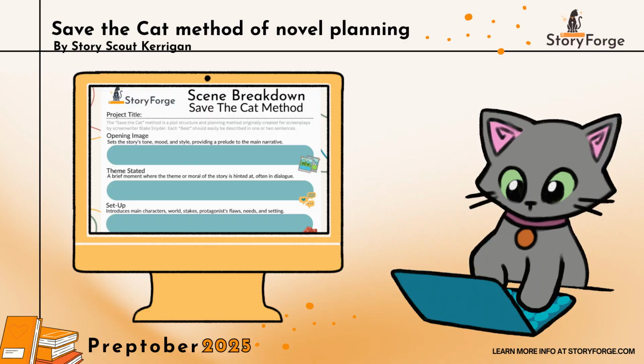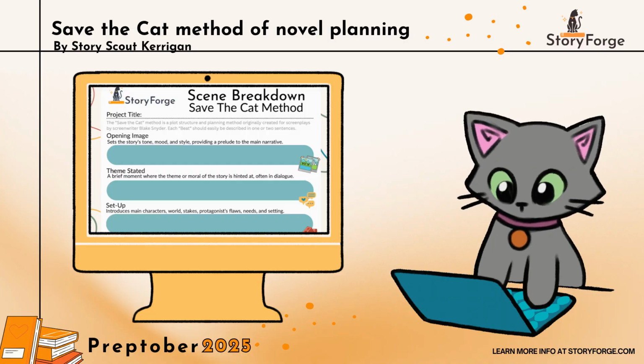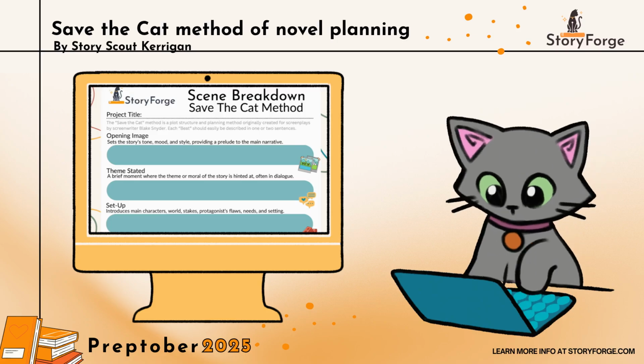Welcome to Storyforge's Preptober, our first workshop about Save the Cat, which is a scene breakdown method that will help make a plot structure that is easy for you to follow. As it says on the project here, it was originally created for screenplays, but can also be really helpful for books. So, Kerrigan, do you want to explain a little bit more about how Save the Cat works?